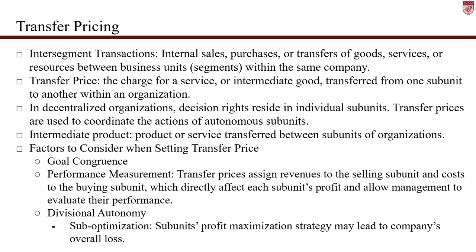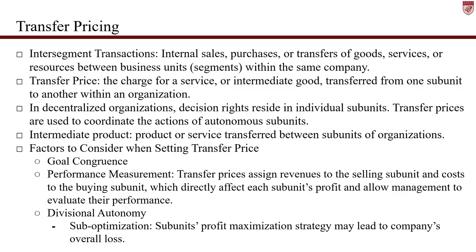In order for the transfer price to be goal congruent, and also aligned with the profits of each subunit, each division should have autonomy. Each division should have independent decision making to decide whether or not to purchase or sell the intermediate goods.